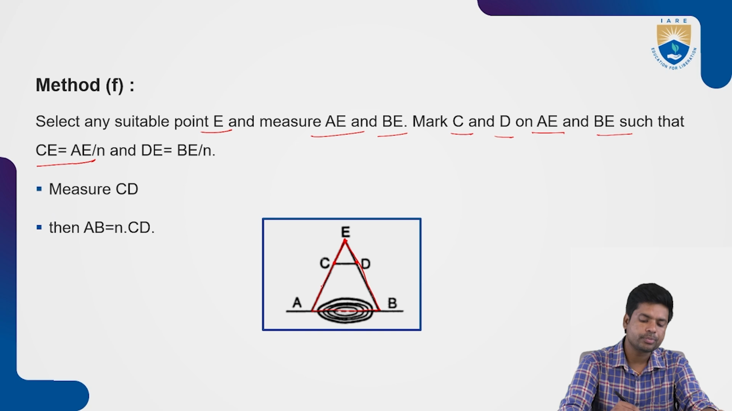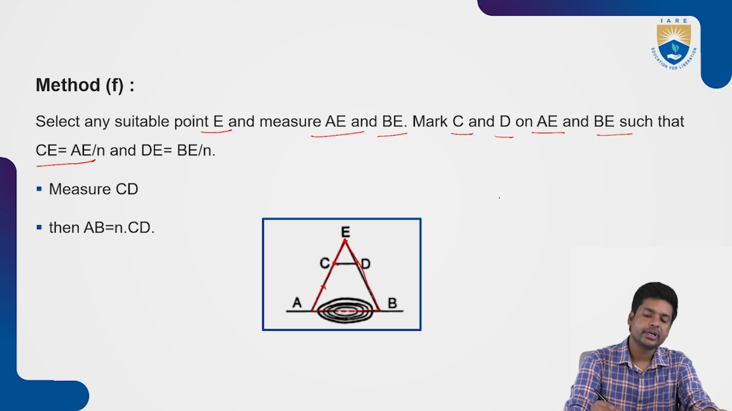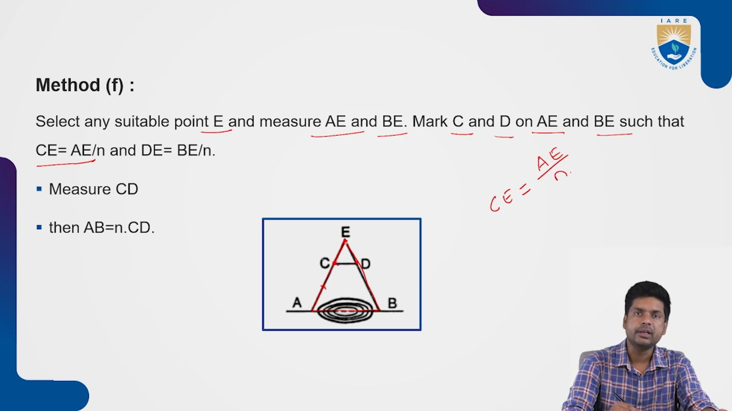So how many number of parts? You can do any number of parts. By doing number of parts, we are going to mark this point, and depending upon the number of parts, the formula will change here. CE is equal to AE by N. AE is nothing but the total length of the line, and N is nothing but the number of parts. How many parts you are going to do, based upon that, you are going to get the CE value.